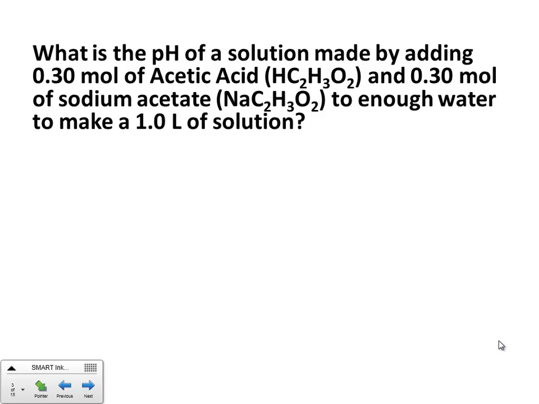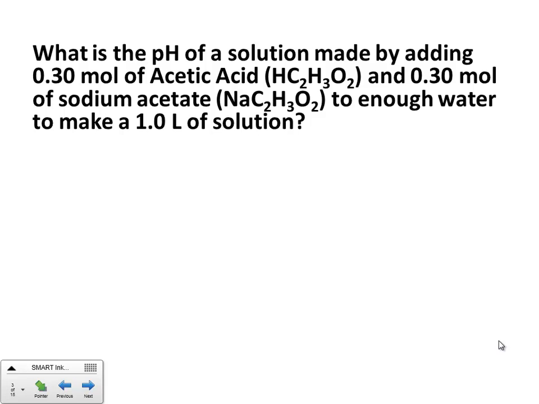So here we have: what is the pH of a solution made by adding 0.3 moles of acetic acid and 0.3 moles of sodium acetate to enough water to make a 1 liter solution? First of all, when looking at this problem, it is important to note that the ultimate goal, the final answer, will be a pH, just like we've been doing.